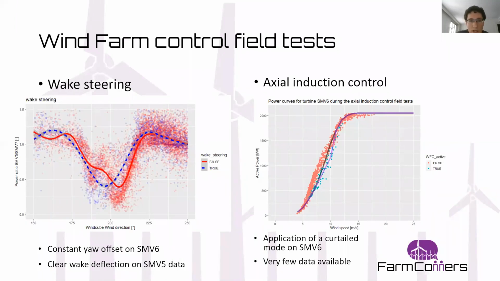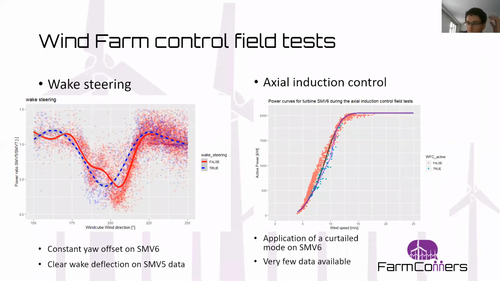And just a quick glimpse at the first wind farm control field test we did in the scope of SmartEol. On the wake steering test, we applied a constant misalignment on turbine SMV6. Based on the field data, we were able to observe a very clear wake deflection looking at SMV5 data. So the exercise will focus on the sector of the full wake where we see the high deflection of the wake, between 200 and 215 degrees.